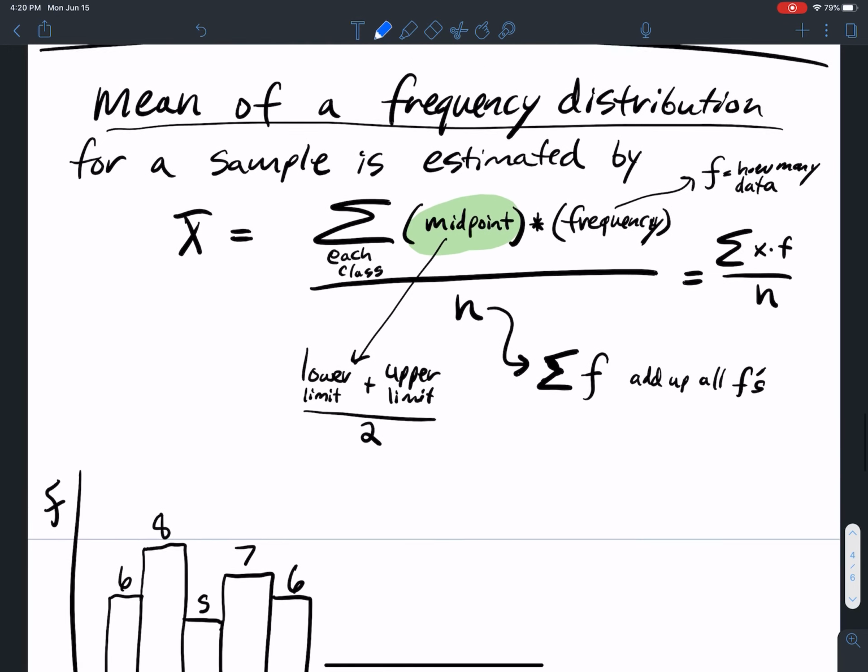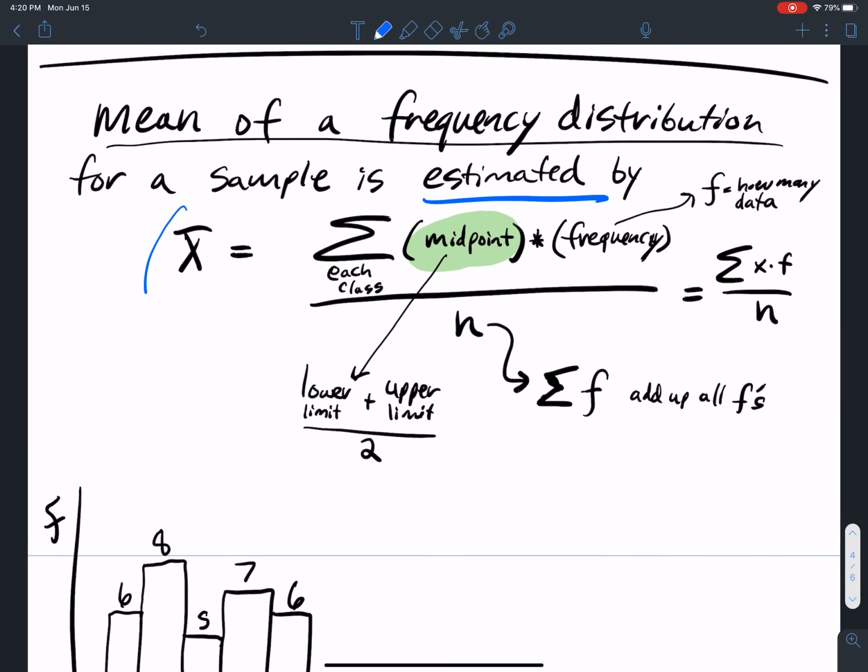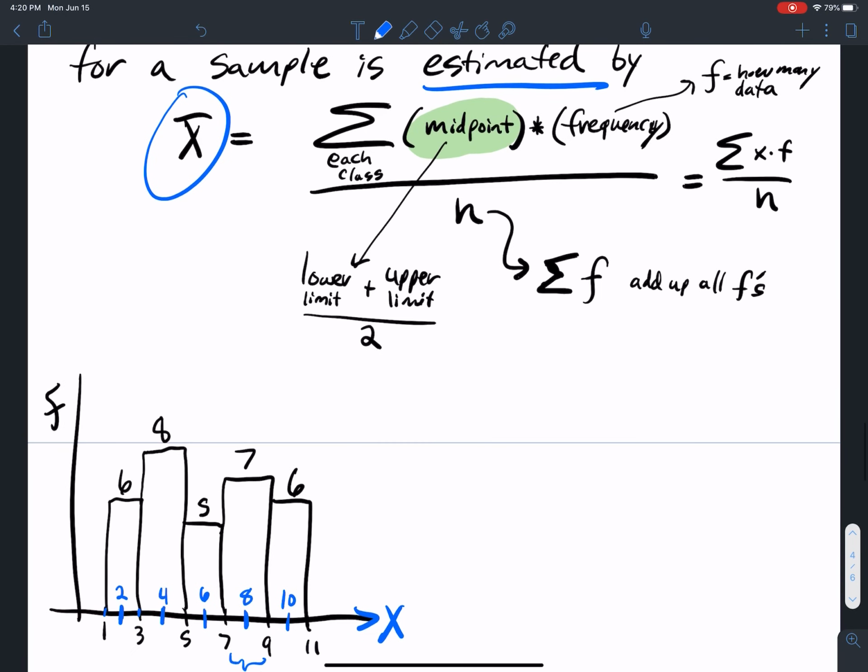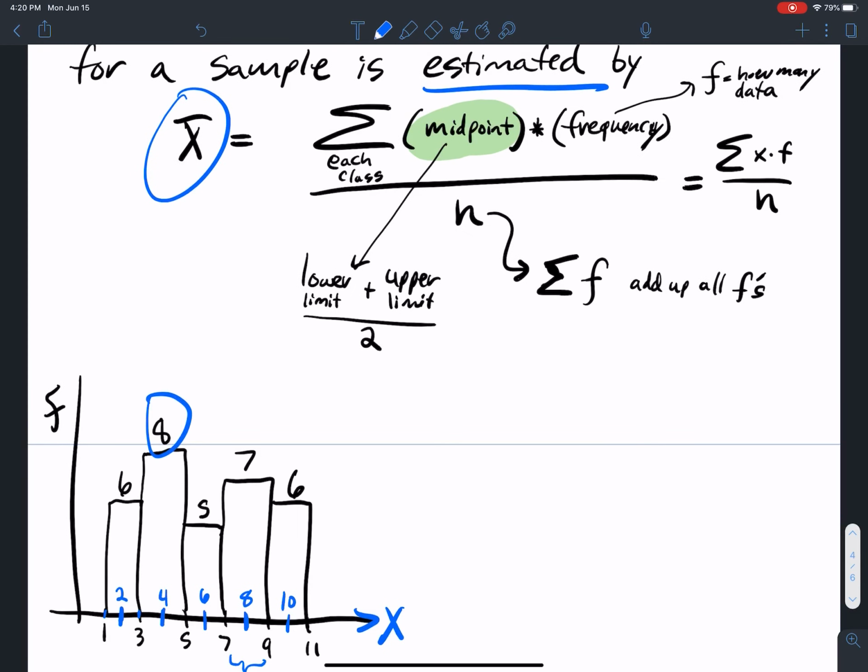Remember, the best we can do is estimate x bar, because we don't have the true data points. All we know is that there are 8 dots in that range between 3 and 5. So the best we can do is estimate it. The best estimator of what's in here is the average, 4, that midpoint. So let's use the formula.